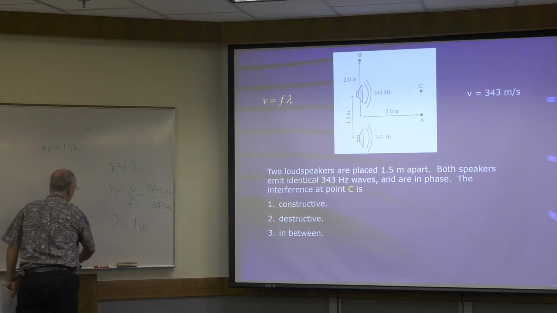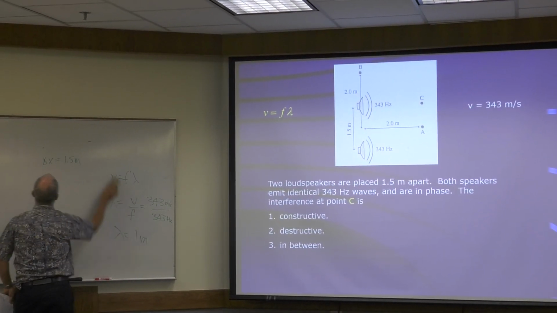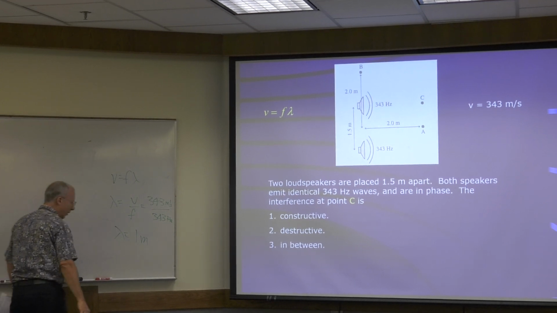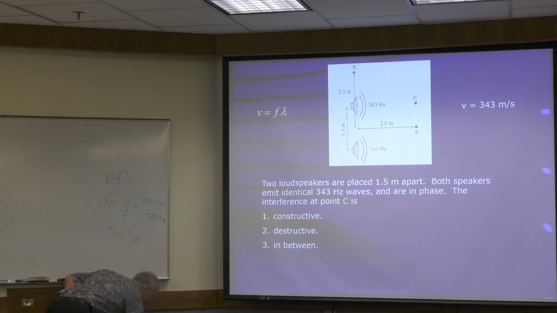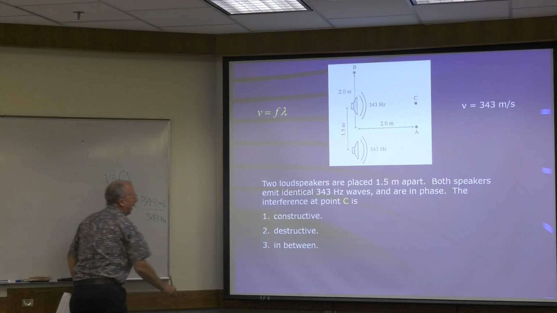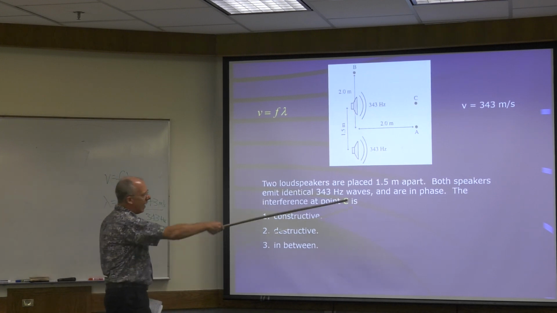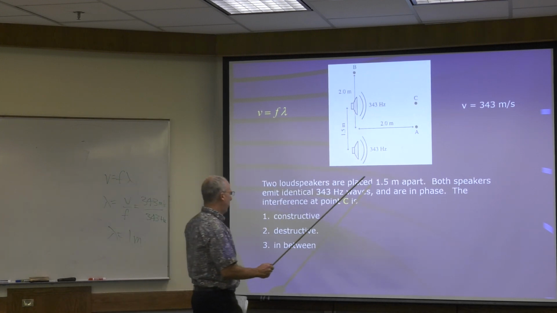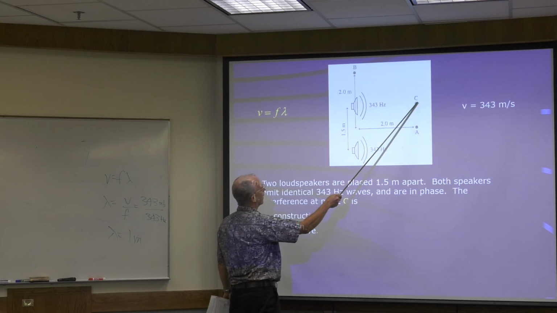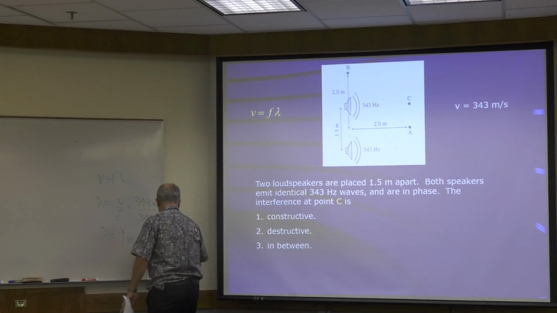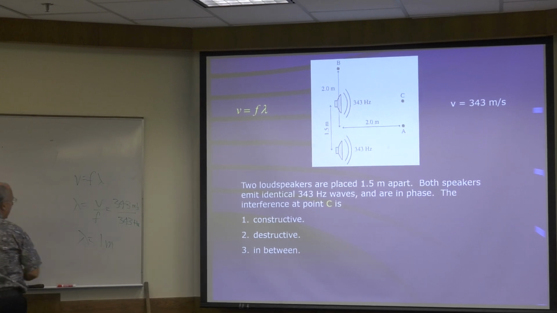All right, one more. Now we're going to see if you learned your trigonometry. Same thing, but now we want to figure out the interference at point C. Now let me give you a hint.